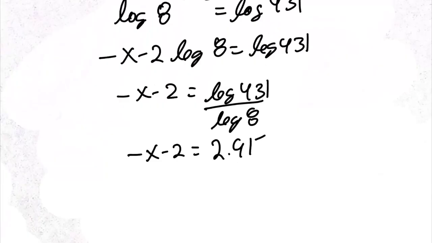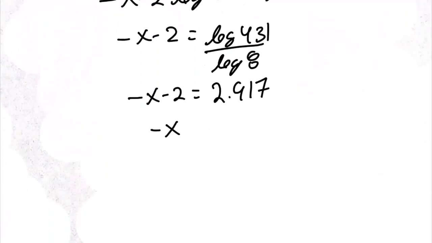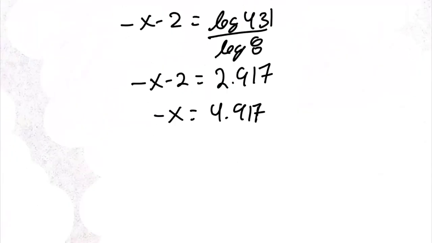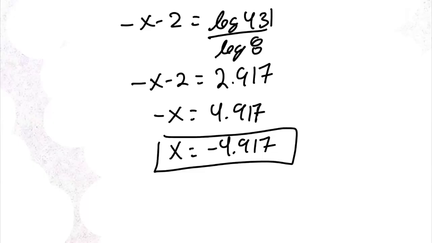After plugging it into the calculator, add 2 to get 4.917. Divide by negative 1, giving negative 4.917. So that would be our solution.